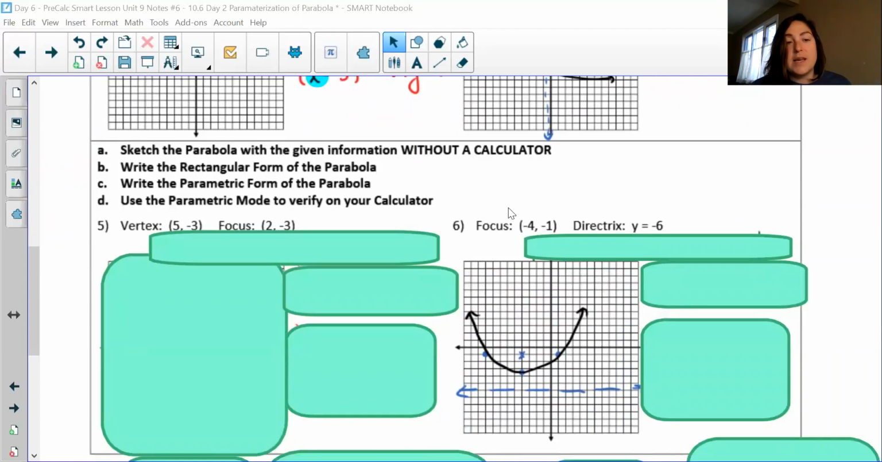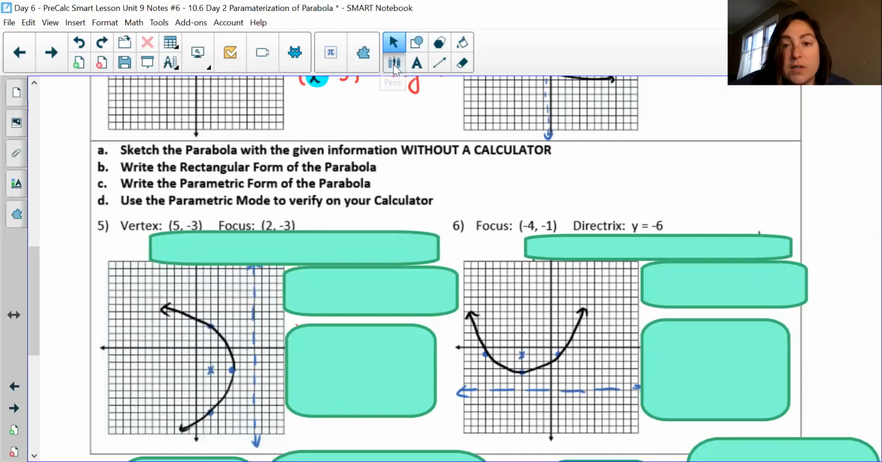Okay, now in our example, sketch the parabola with the given information without a calculator. Write the rectangular form of the parabola, write the parametric form of the parabola, and use the parametric mode to verify on your calculator. Okay, so we're doing a whole bunch here. We're given a vertex at 4, -3, and our focus is at 2, 3. So we graph that, and we have our vertex, which is at 5, -3, and our focus, which is at 2, -3, which means that our p-value is 3.